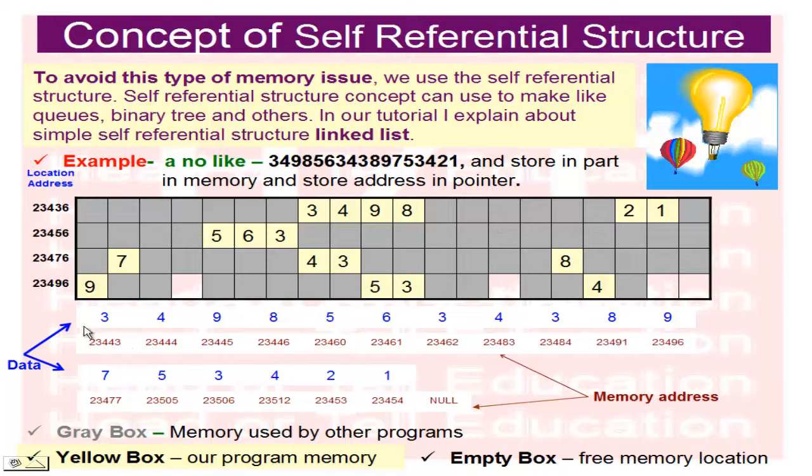To address a complete number, we need to store the address according to the storing sequence. This is called the self-referential structure we need for this. This is our data part: 3 4 9 7 5 6. The data part is like a simple variable, or it can be any structure variable or custom user-defined structure, maybe a student structure, employee structure, company structure. This type of data we can store on this side.